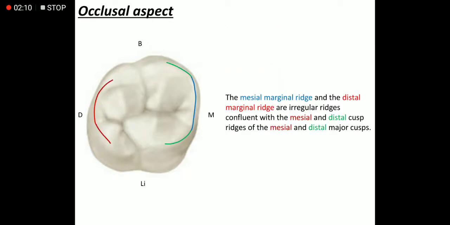Mesial marginal ridge and the distal marginal ridge are irregular and they converge with the mesial and the distal cusp ridge of the mesial and distal major cusp.